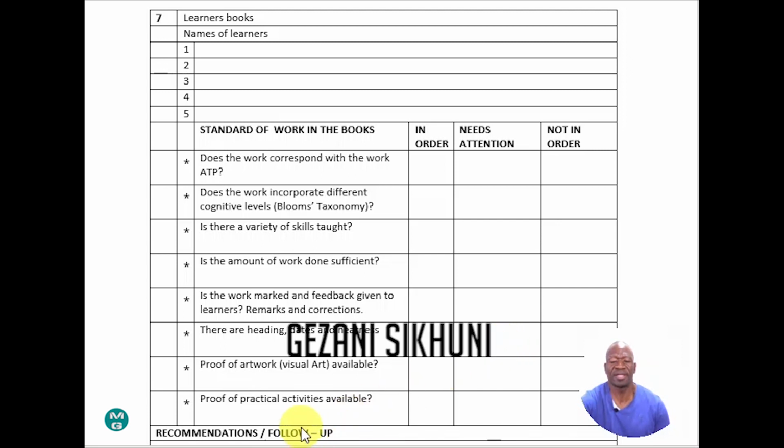Right. The next one is the proof of artwork in terms of visual art, if it's available. Okay, depending on the subject, of course, some of the subjects will have nothing to do with this particular aspect which is indicated here. So which means you may not include it if the subject is not making reference to this. Proof of practical activities available.